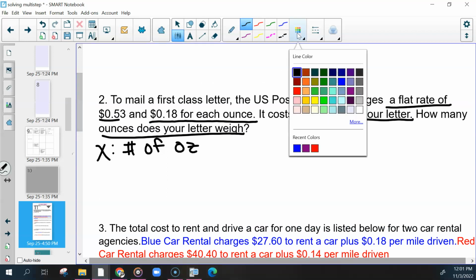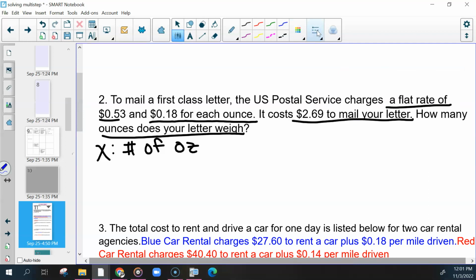And then some words to help you in a word problem. If you see the word for each or per, P-E-R, that's going to tell you you're multiplying. And usually whatever it says is what you're going to multiply to. So 0.18 times the number of ounces. Those two things are going to go together. Flat rate is something you get charged one time, no matter anything else. So if this doesn't weigh anything, you will still get charged with 53 cents, no matter what, which is unfortunate.